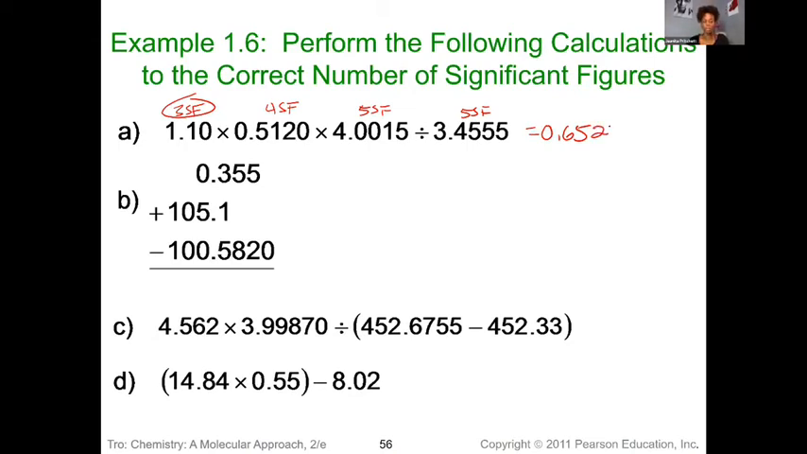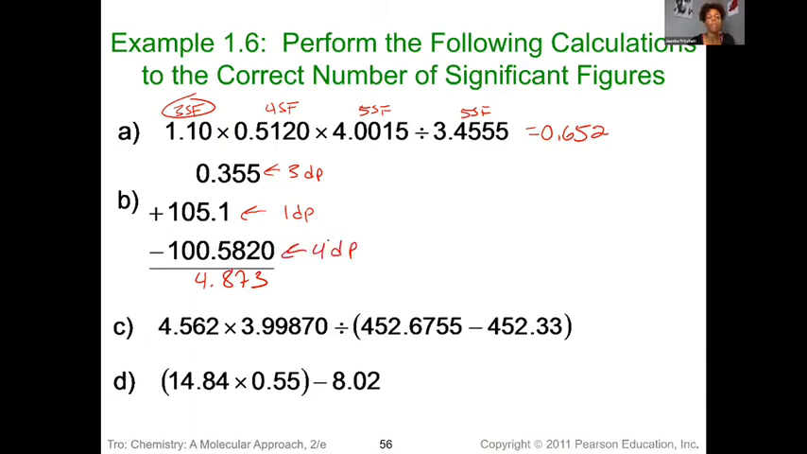In the next example, where we're adding and subtracting, we're going to take 0.355 plus 105.1 minus 100.5820. When we do that, we end up with 4.873. And the rule here is that we're going to be using the fewest number of decimal places. So with decimal places, we can see this one here only has 1 decimal place versus this one having 3 and this one having 4.